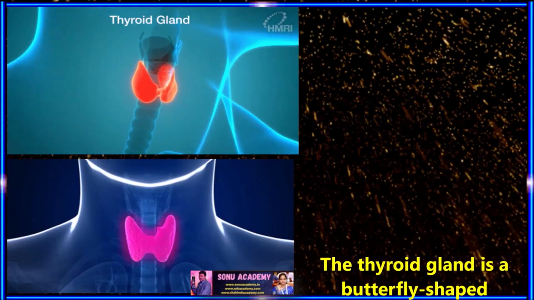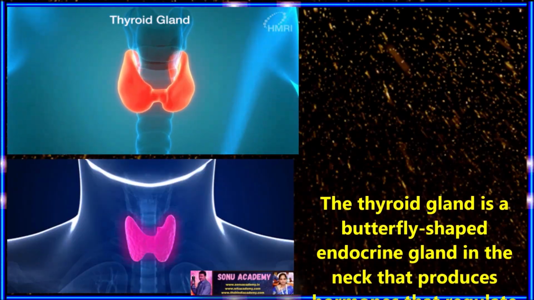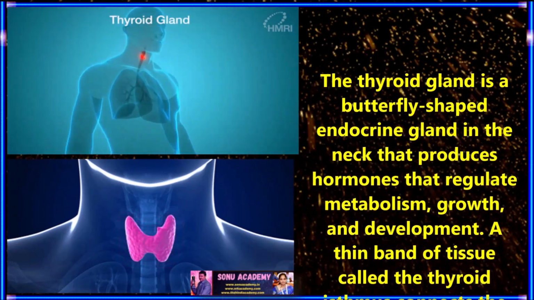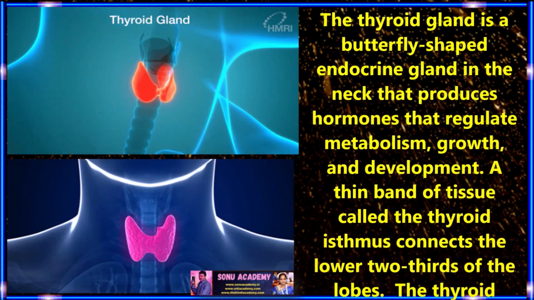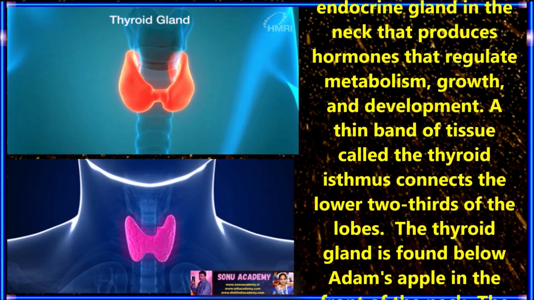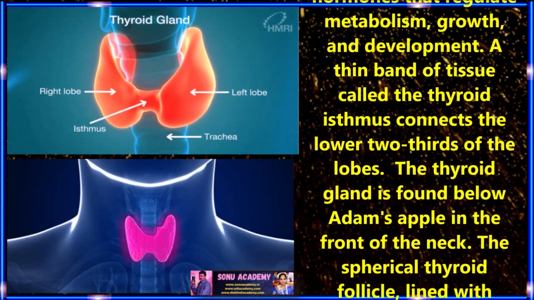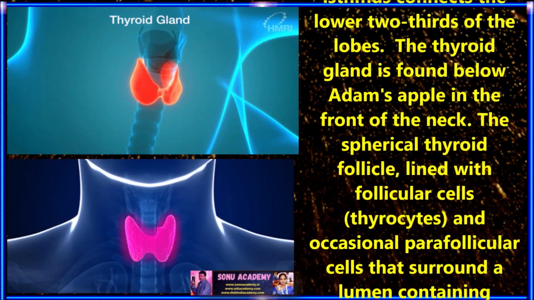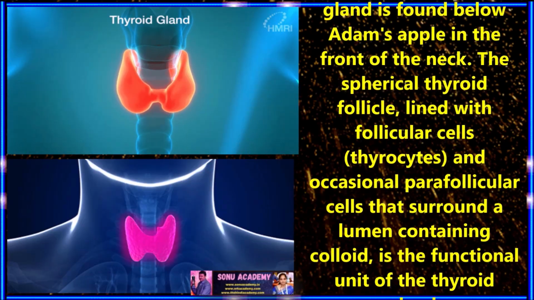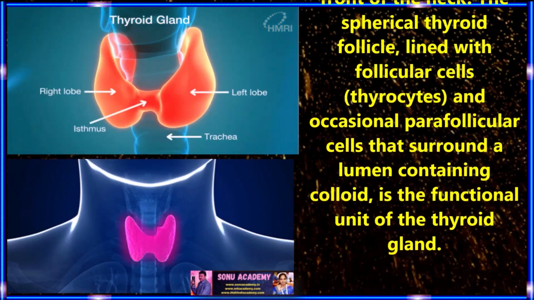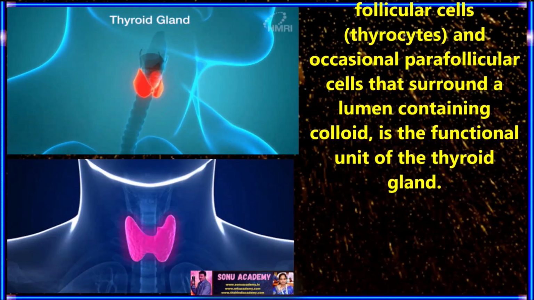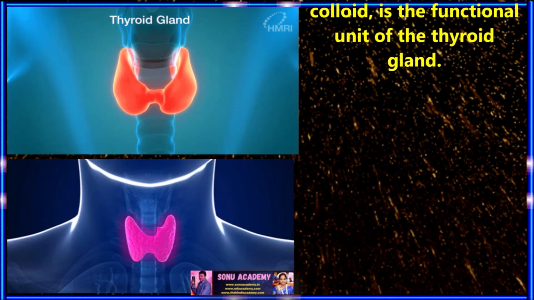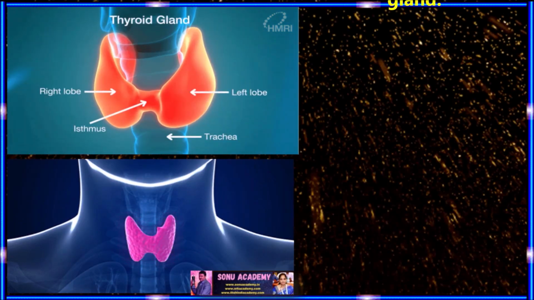Thyroid gland. The thyroid gland is a butterfly-shaped endocrine gland in the neck that produces hormones that regulate metabolism, growth, and development. A thin band of tissue called the thyroid isthmus connects the lower two-thirds of the lobes. The thyroid gland is found below the Adam's apple in the front of the neck. The thyroid follicle, lined with follicular cells and occasional parafollicular cells that surround a lumen containing colloid, is the functional unit of the thyroid gland.